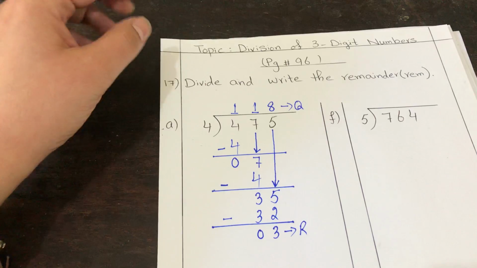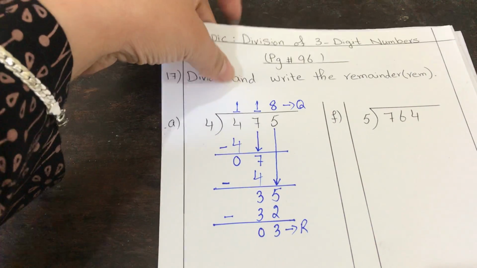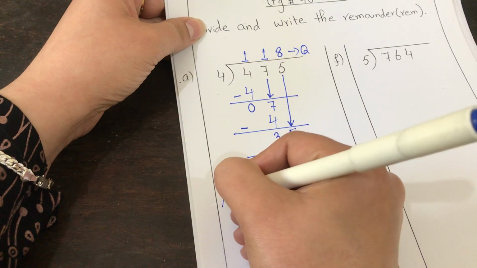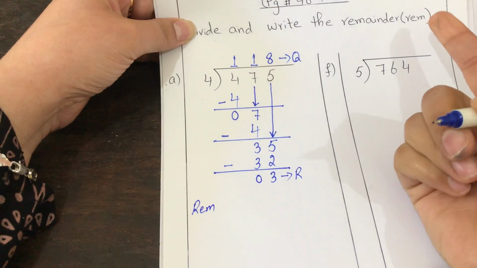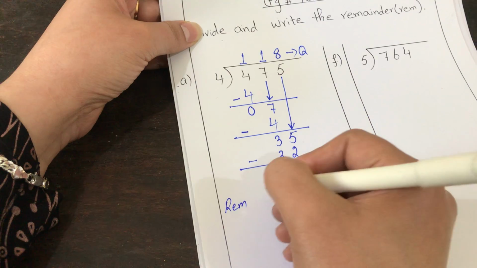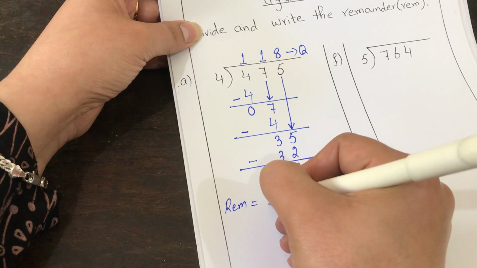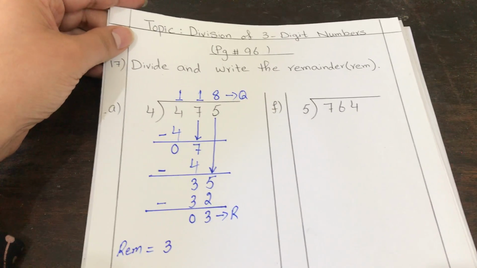So your question says divide and write the remainder. So after completing your answer, you should write your remainder. You can use its short form that is already given in your question, REM. Remainder is equal to 3. This is your answer, right? Let's solve another example.